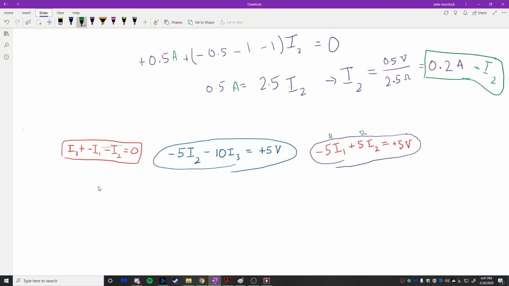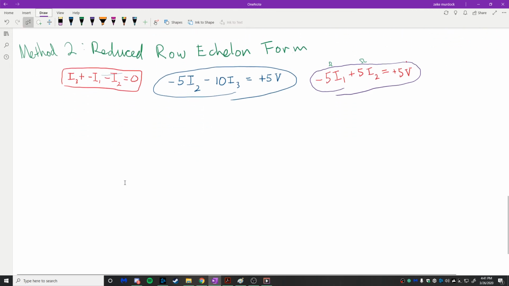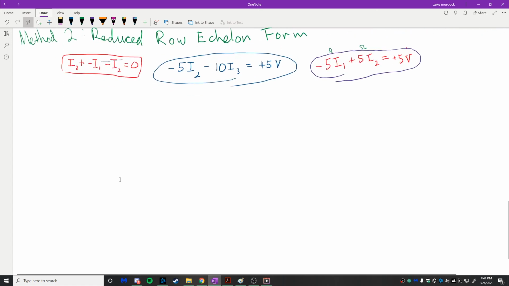Okay, so we'll call this method two. You guys ever heard of this before? There's a method that you can solve equations like this, and the way it works is this. You need to take all of your equations and turn them into basically a matrix. So the way I'm going to write it is like this. We're going to rewrite this equation like this.